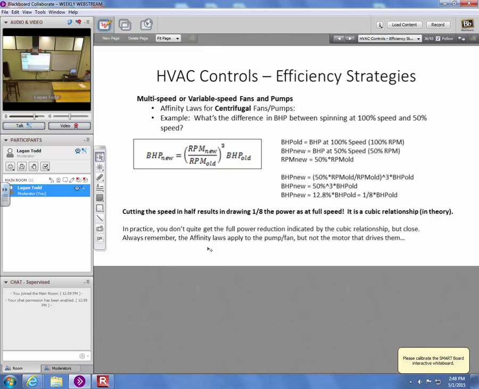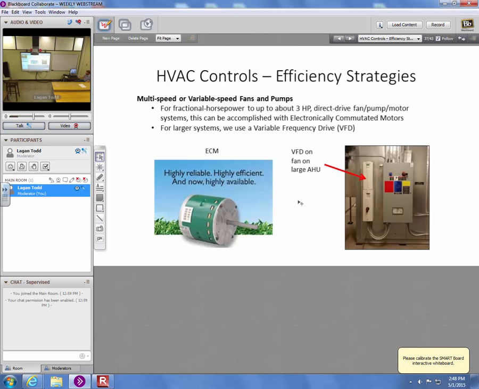But if you put what's called a variable frequency drive on the motor, this is a VFD right here on a big air handler. The variable frequency drive takes line voltage at 60 hertz in, and it takes that line voltage sine wave and chops it up and digitizes it and spits it back out as a simulated sine wave of a different frequency. And when you send that new frequency into the motor, it changes the motor speed without impacting its efficiency very much.